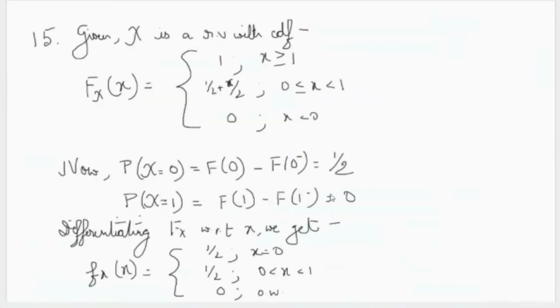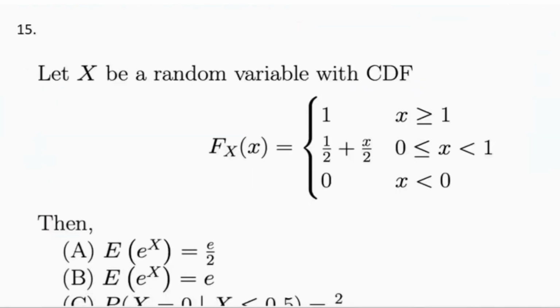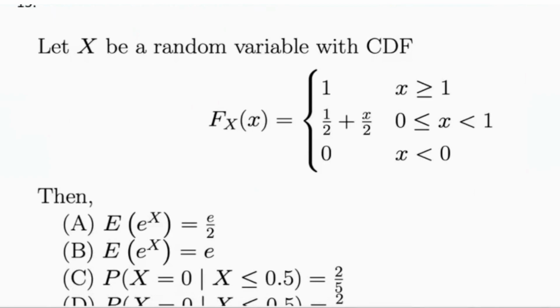This is question number 15. X is a random variable with CDF fx, which is 1 if x greater than or equal to 1, half plus x by 2 if 0 less than or equal to x less than 1, and 0 if x less than 0.